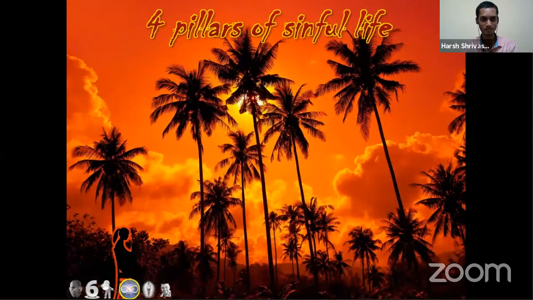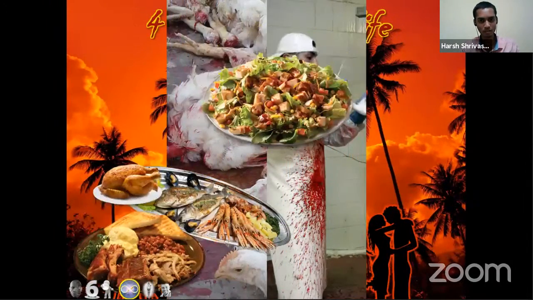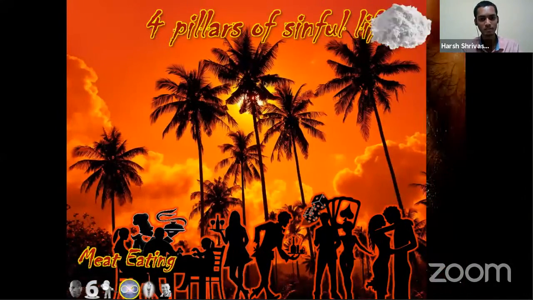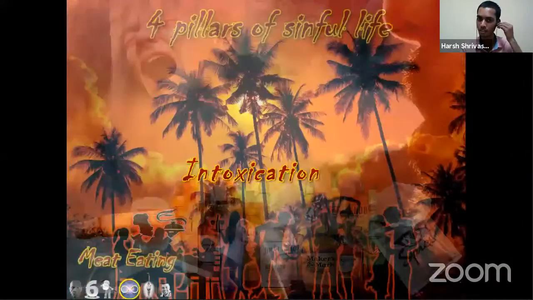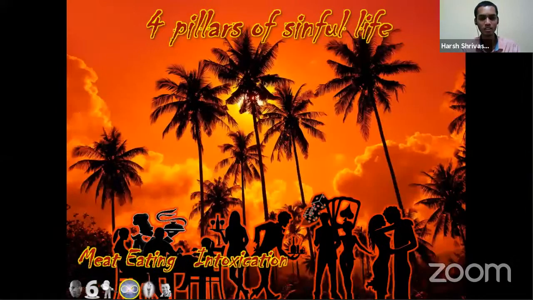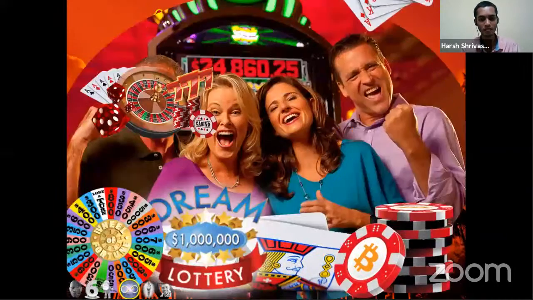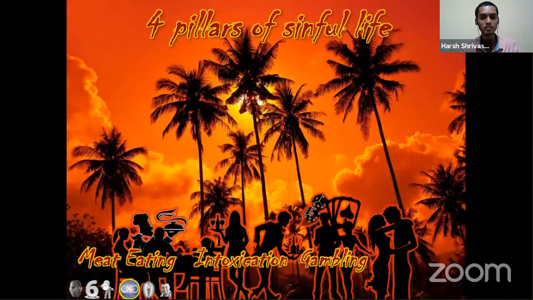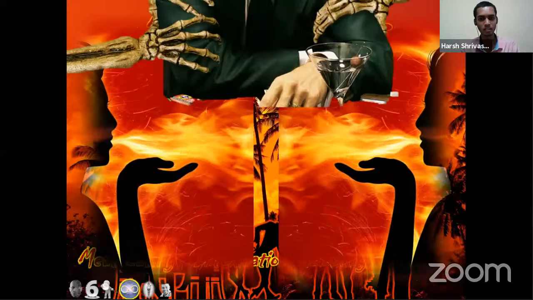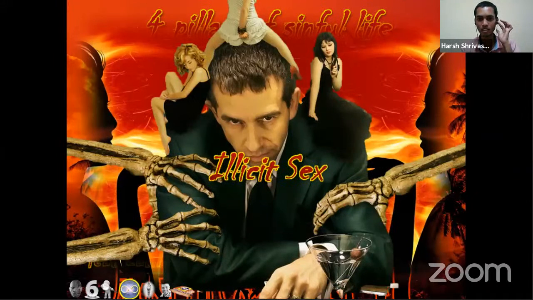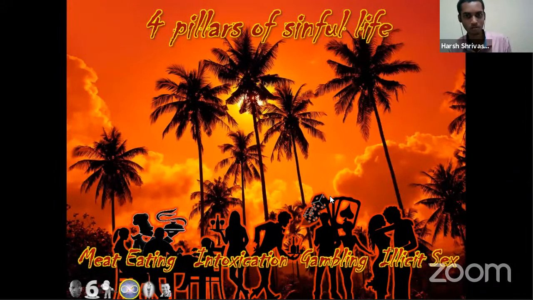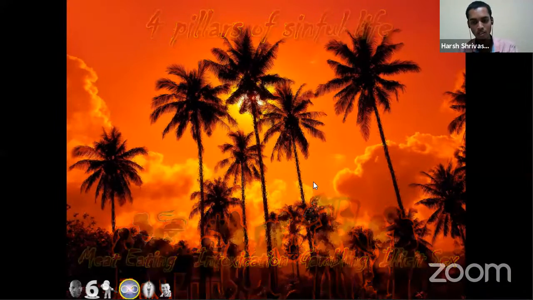There are four types of sinful activities. First is meat eating. Second, intoxication. Third, gambling. And fourth is illicit relation or illicit sex. These four are the pillars of sinful life. One should avoid these four things in order to live a pious life: meat eating, intoxication, gambling, and illicit sex.